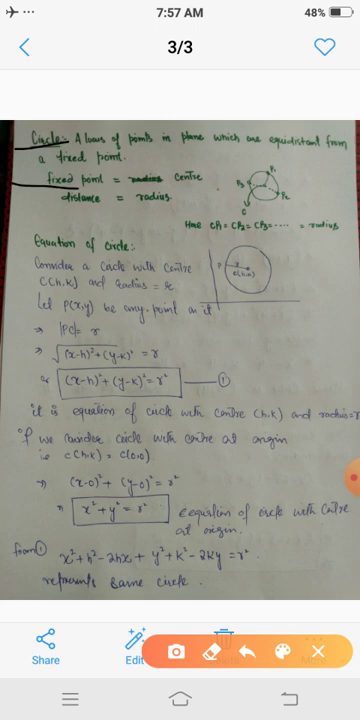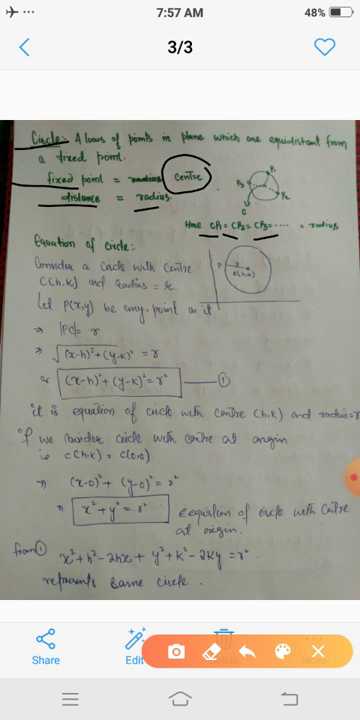Now this fixed point is called the center of the circle, while this distance, which is constant, is called the radius of the circle. Here the distance of these points, say for example if we have point P1, then the distance CP1 equals CP2, where P2 is another point, equals CP3, which equals the radius.